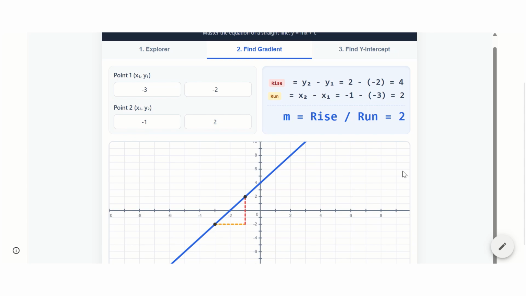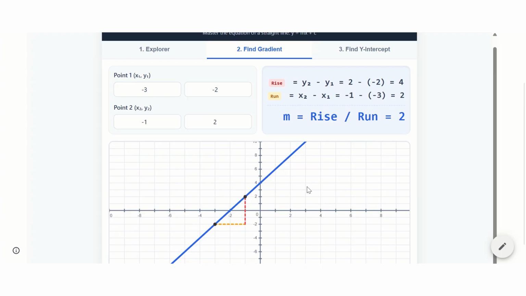Hello students, in this video we're going to learn how to find the gradient of a given line using this formula called rise over run. So what does rise represent? What does run represent? If you look at the screen, the rise is highlighted in red, which corresponds to these red dotted lines that my cursor is moving along. The run is the horizontal distance highlighted in yellow, corresponding to these dotted lines that my cursor is pointing at.